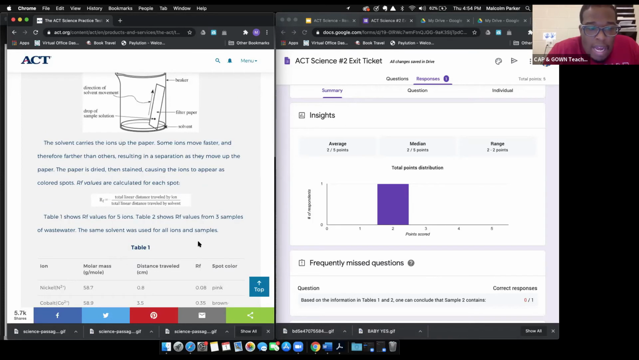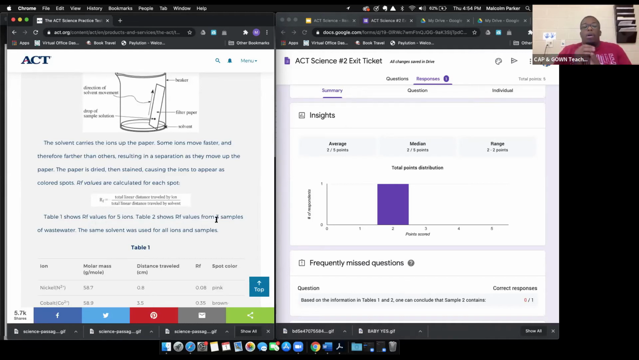The paper is dried, then stained, causing the ions to appear as colored spots. The RF values are calculated for each spot. So that's the total linear distance traveled divided by the total linear distance traveled by the solvent. Okay, so Table 1 shows RF values for 5 ions. Table 2 shows RF values from 3 different samples of wastewater.